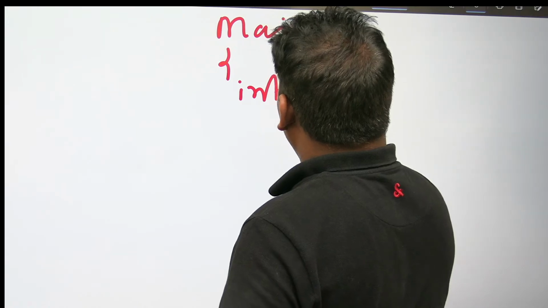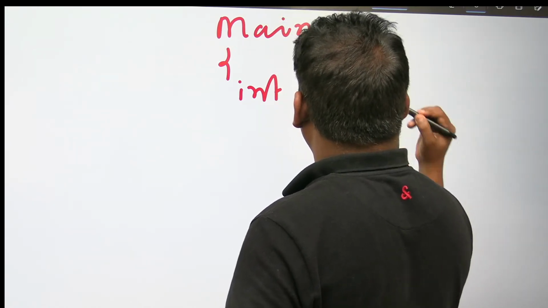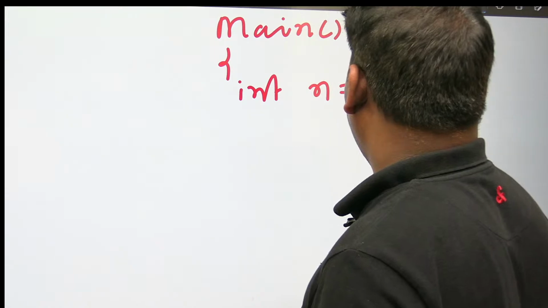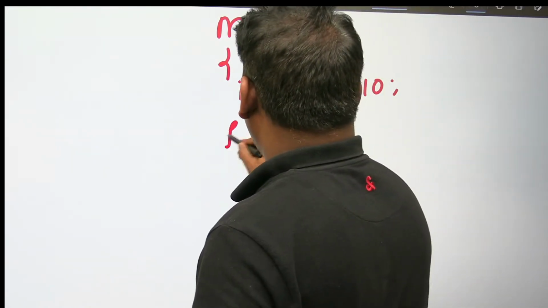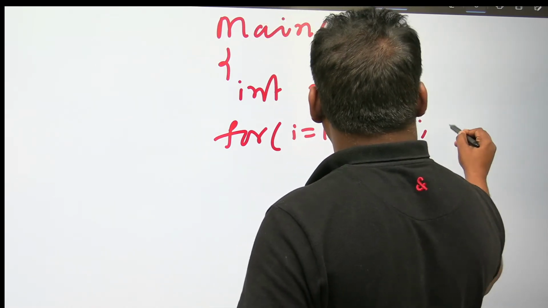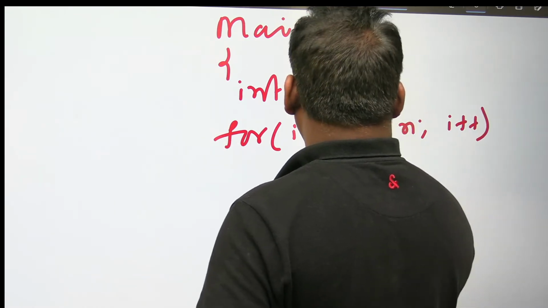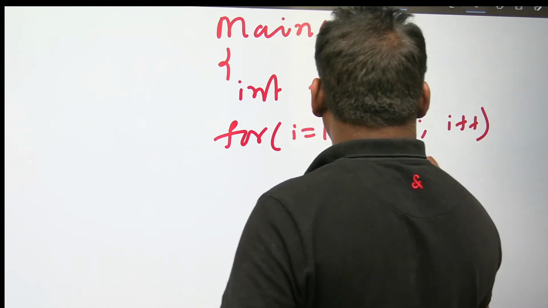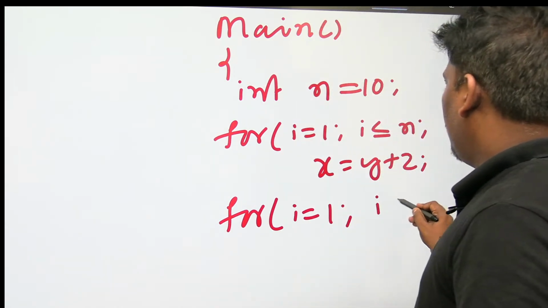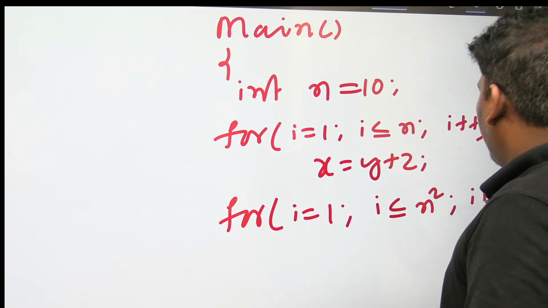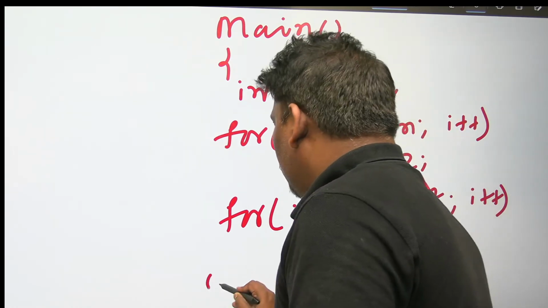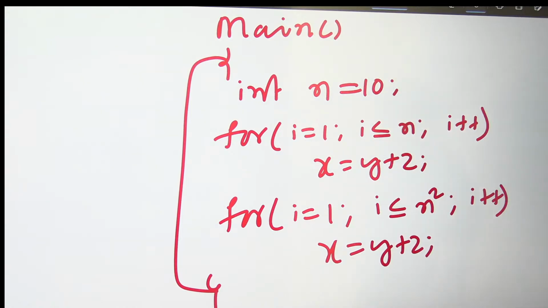int n is equal to 10. for i is equal to 1, i less than or equal to n, i plus plus, x is equal to y plus z. for i is equal to 1, i less than or equal to n square, i plus plus, x is equal to y plus z. Can we say what will be the time complexity of this program?